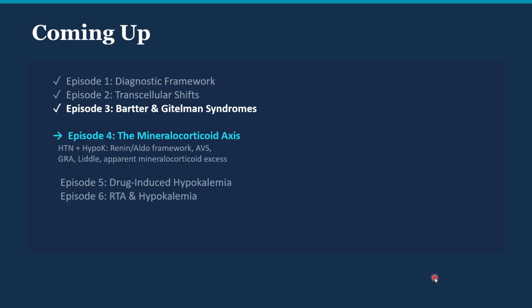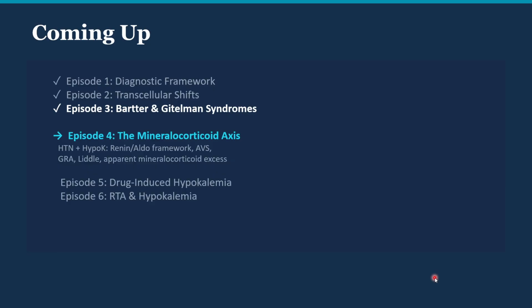That wraps up Bartter and Gitelman. Next time, episode 4, we are going into the mineralocorticoid axis. This is hypertension plus hypokalemia workup. We'll build the renin-aldosterone framework, how to sort patients based on whether renin and aldosterone are high, low, or discordant. We'll cover primary aldosteronism and adrenal vein sampling.